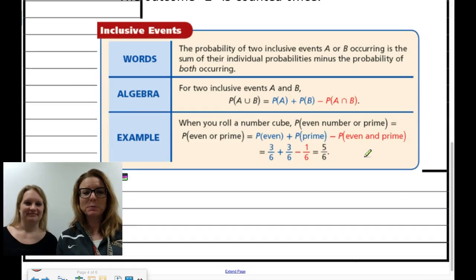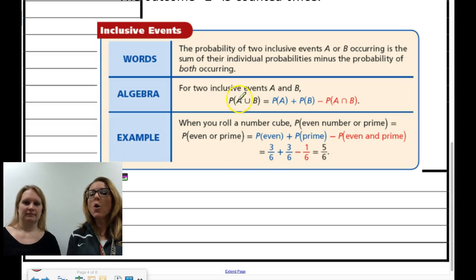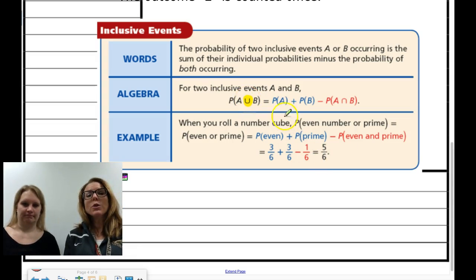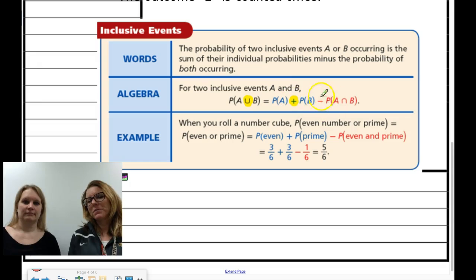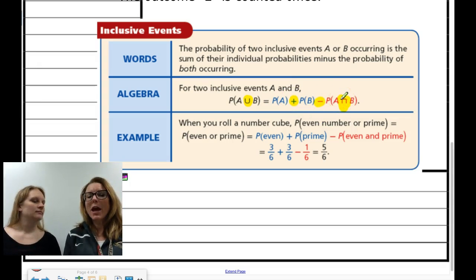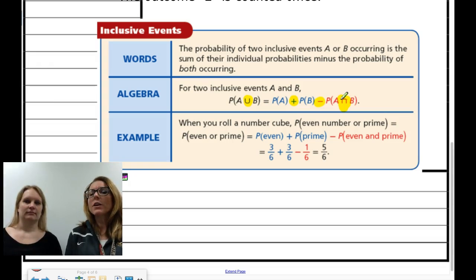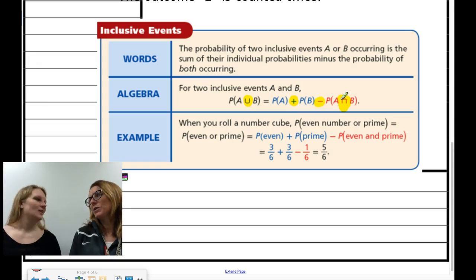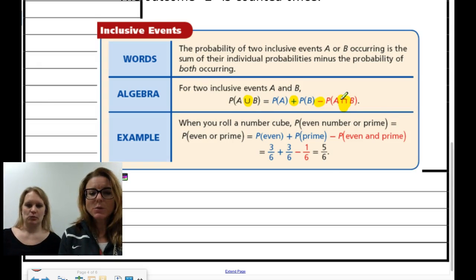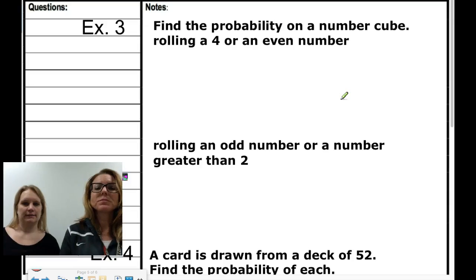Here we go. Inclusive. Notice that word, notice that U. Do you see the U there? We're still using the word or, and we are still adding, but notice we're doing a subtraction. The reason is we have to subtract off where the occurrence occurs in both sets, or we're double counting the probabilities. That makes sense. So that's what we're going to go over right now.